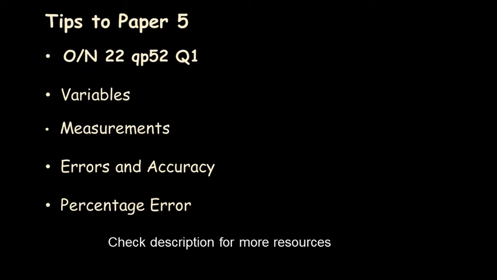In this video, we will solve A-Levels Chemistry question paper 5-2 of the exam series October-November 22. Question 1 we will discuss in this video, and in the next video we will solve question 2. Along with solving, we will also see the important tips of paper 5, including what variables are, what measurements we need to know while solving paper 5, what errors and accuracies we should take care of, and what percentage error is and how to calculate it.